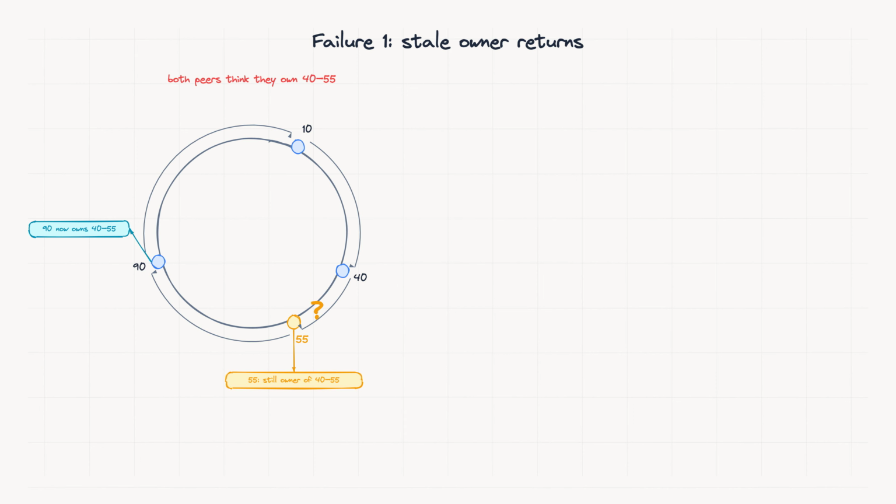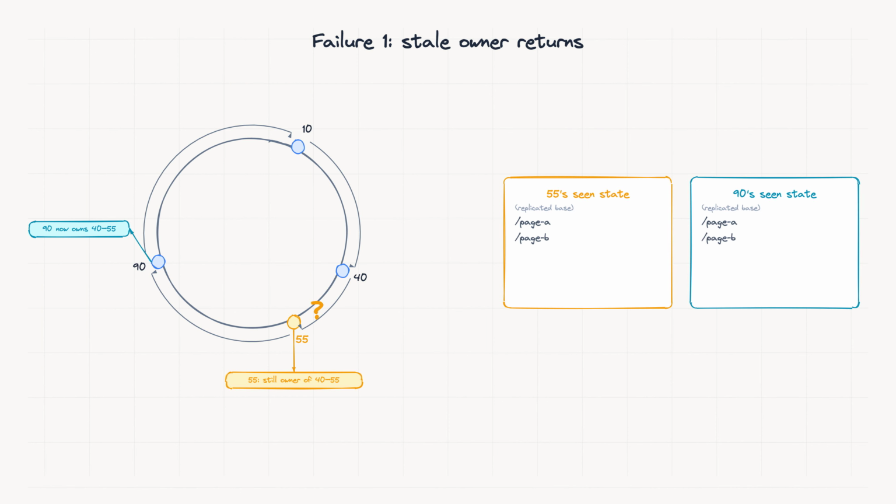Now two peers are both accepting crawl tasks for the same key range. 55 is writing to its seen state. 90 is writing to its seen state. Neither knows about the other's writes. That's a split brain. The seen states diverge, so dedupe breaks. The same task can get accepted, queued, and crawled twice, once on each side, and there's no clean way to merge the two seen states afterward without picking a winner.